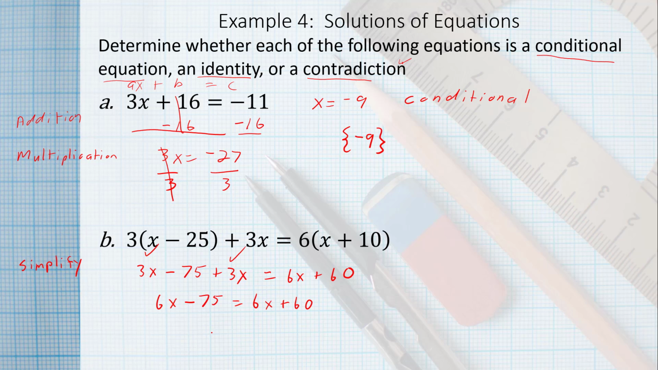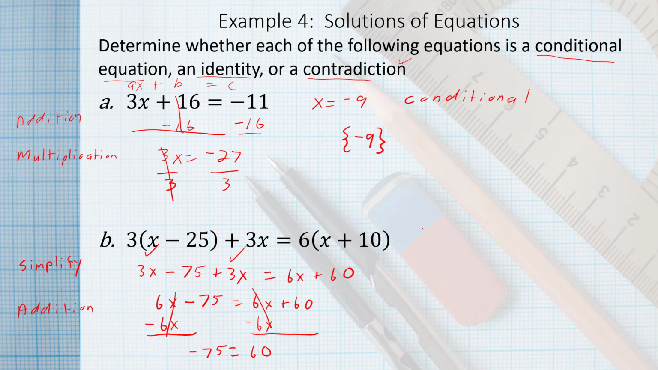And at this point, you can probably determine what kind of equation this is. You can look at it and go, this is definitely a contradiction. But taking it one step further, we're going to use the addition property. Try to get all the x terms to one side. And we will do that by subtracting 6x here. And if I'm subtracting 6x here, I need to subtract 6x here. And doing the operation, these cancel. I have negative 75. And over here, these cancel, and I'm left with 60.